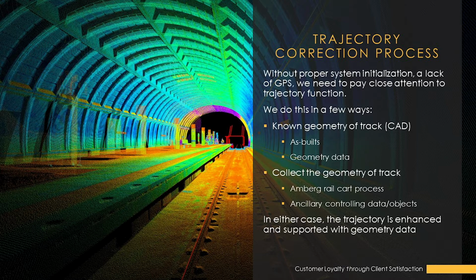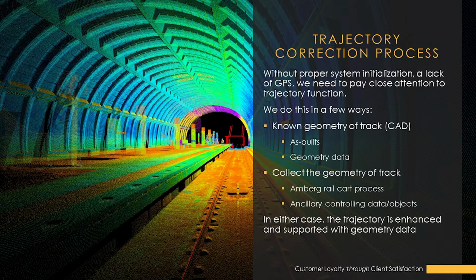So what we're trying to do in a tunnel environment is correct the trajectory and the trajectory process. Without the system being initialized properly, and that comes from a lack of GPS, and you can see in this image that we're looking at here, you would have no GPS in this image, and so we're trying to pay some additional attention to the trajectory functions. And we do this in a few ways.